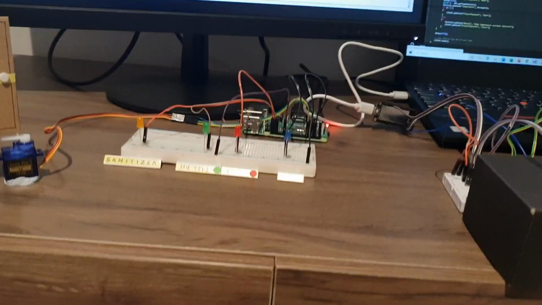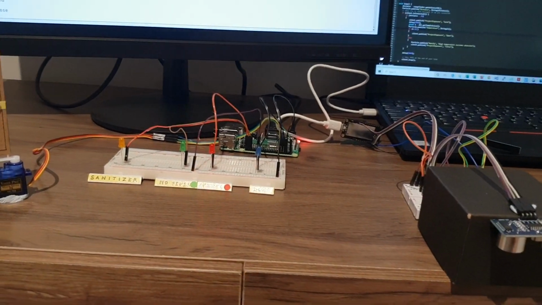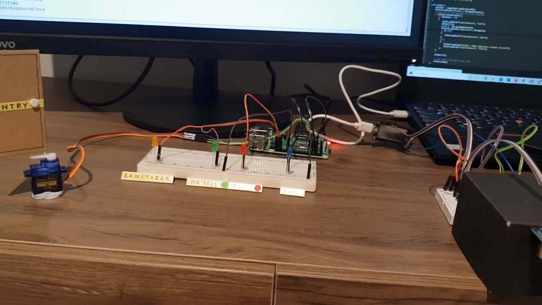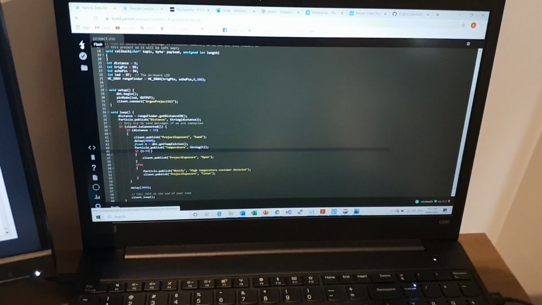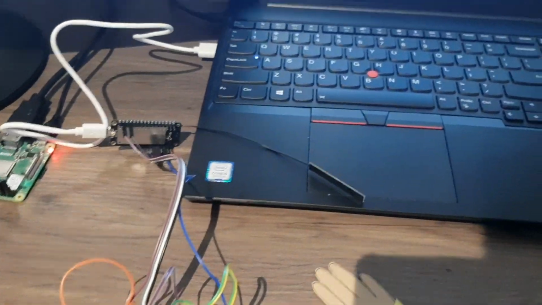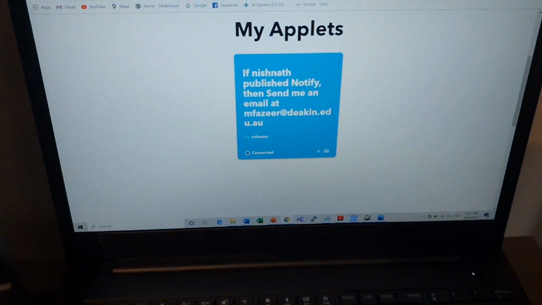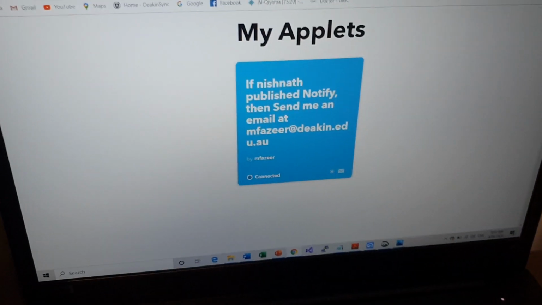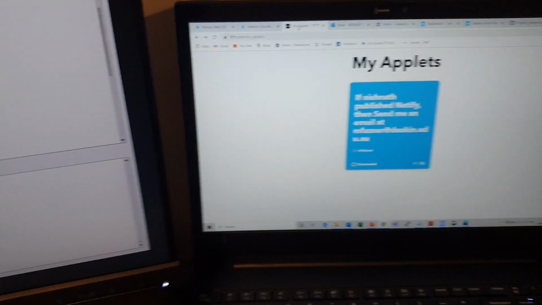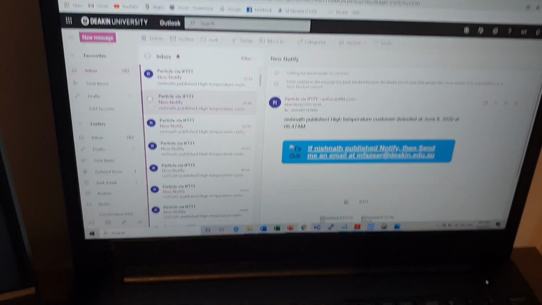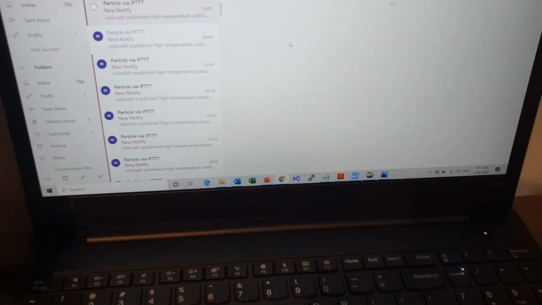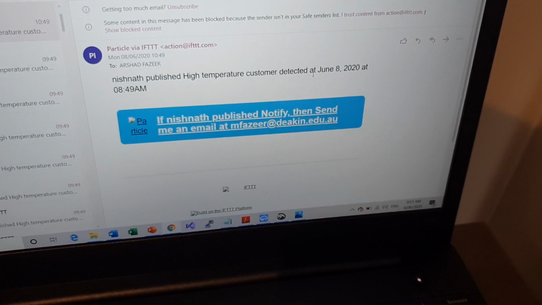The sanitizer comes, he sanitizes himself, but then the temperature says that he has fever, so the door does not open. And once that happens, my IFTTT sends an email. My IFTTT is set to send an email to me, but in usual circumstances, it will be sent to staff members. And as you can see, I have got a new mail saying high temperature customer detected.